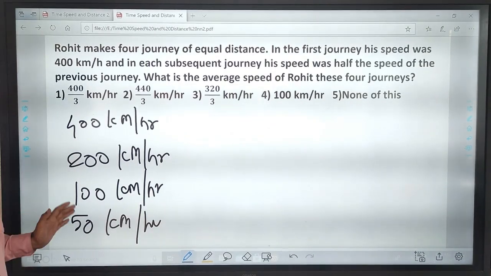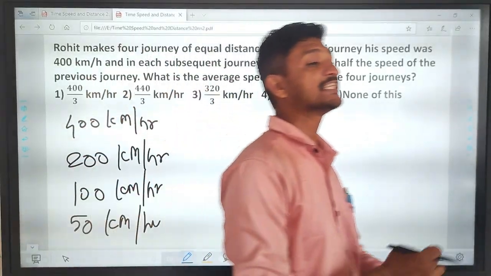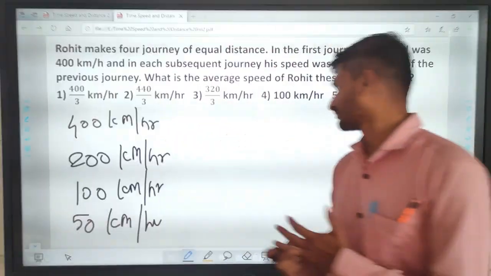Then we take a distance, the LCM of these 4 speeds. Now here we find the LCM of 400, 200, 100 and 50. Now here we take a distance.